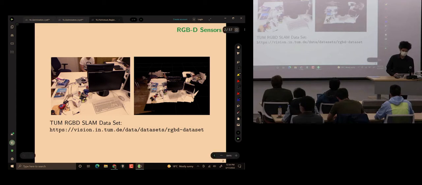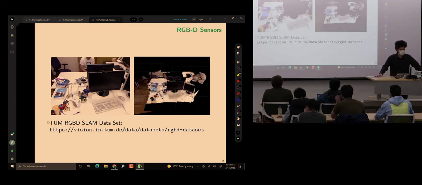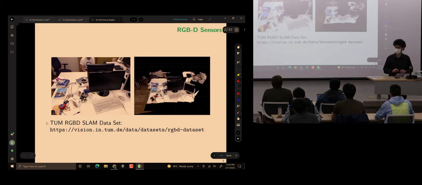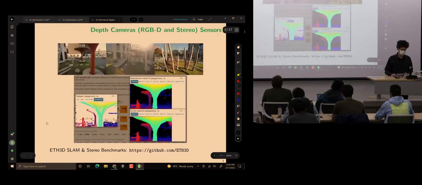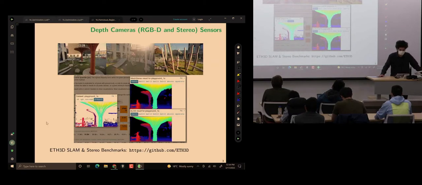So a very popular data set. It's not very new. It's been 10 years, maybe. It's been around. It's called TUM, or TUM RGBD data set. This is from University of Munich. There's a collection of sequences of RGBD data, and this is a common benchmark for SLAM and visual odometry in this area. You see an example of image and reconstructed scene.